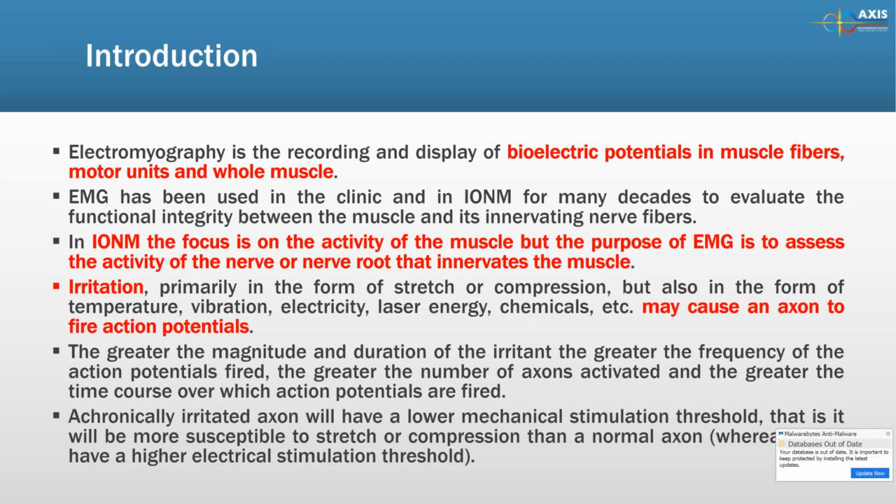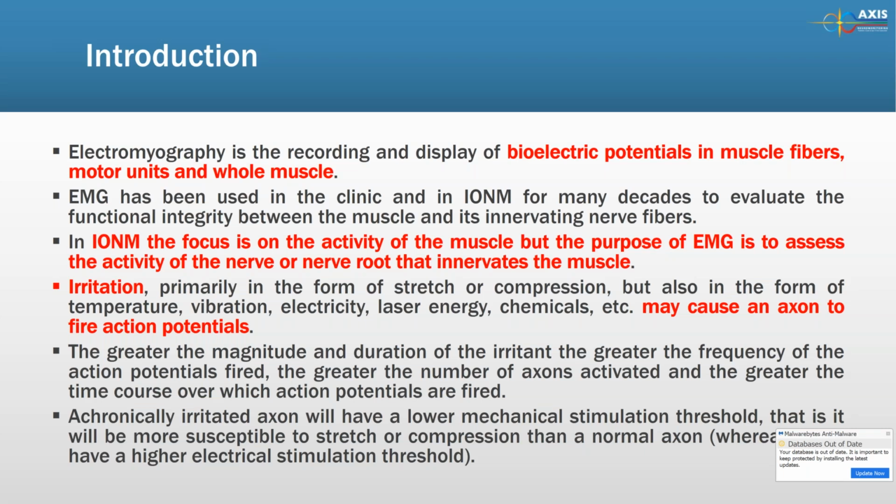In IOM, the focus is on the activity of the muscle, but the purpose of EMG is to assess the activity of the nerve or nerve root that innervates the muscle. So we are monitoring from the muscle, but indirectly we are checking the integrity of the nerve which is supplying that muscle. Any irritation, primarily in the form of stretch or compression, but also in the form of temperature, heat, vibration, electricity, laser energy, chemicals, or cold irrigation, can cause an axon to fire action potentials.